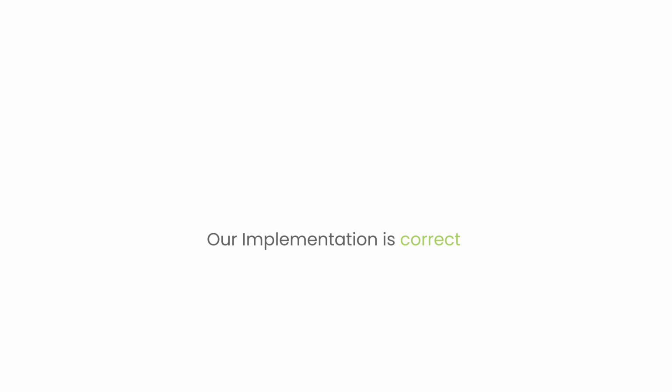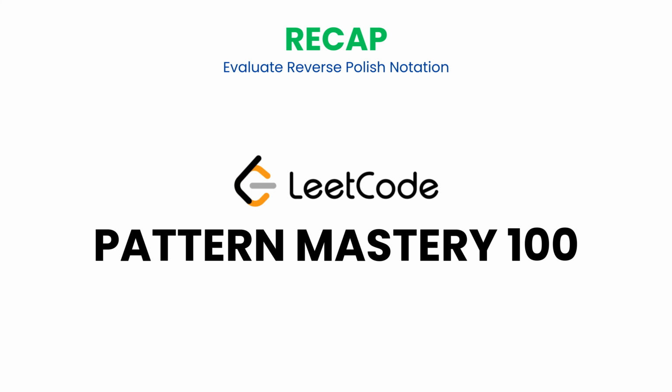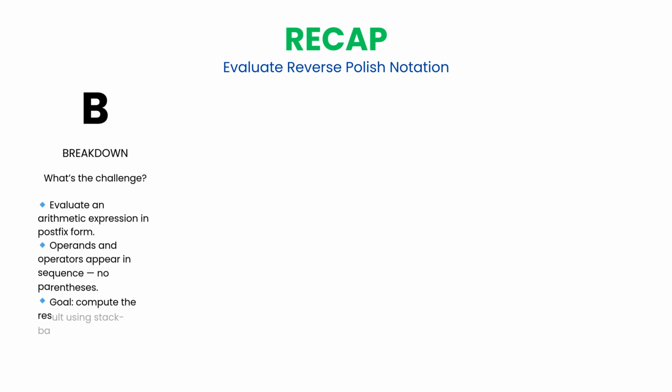Ever feel like arithmetic expressions get messy with all the parentheses and operator rules? Evaluate Reverse Polish Notation flips that chaos into clarity. With one clean stack pass, everything falls neatly into place. No precedence worries, no nested confusion. We're given tokens representing a mathematical expression in postfix form, numbers and operators in sequence. Our goal is to evaluate it and return the final integer result, with division that truncates toward 0.